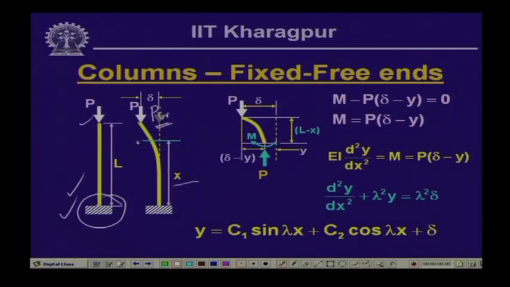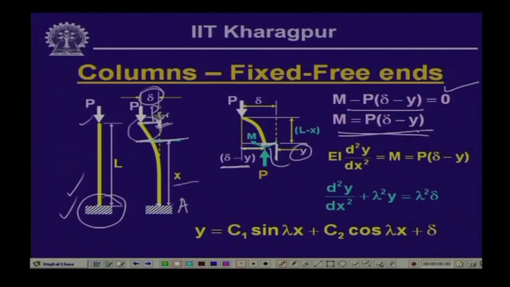Now, again if we take a free body diagram of this particular part, which is at a distance of x from the origin, which let us call A, then this is the free body diagram. At this particular point, the distance from here is equal to y, and at the top we have taken the maximum deformation of the member with respect to its original position as delta. So, this particular length is going to be equal to delta minus y. If we take the moment of all the forces with respect to this particular point, then we have M minus P times delta minus y equals 0, and this is equal to the value of the moment.